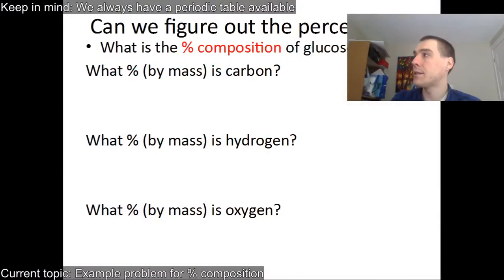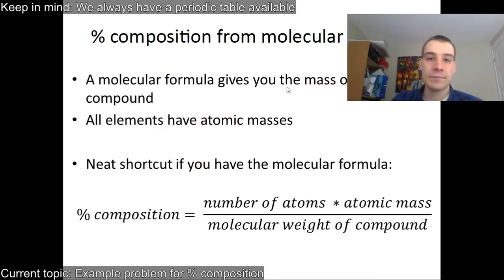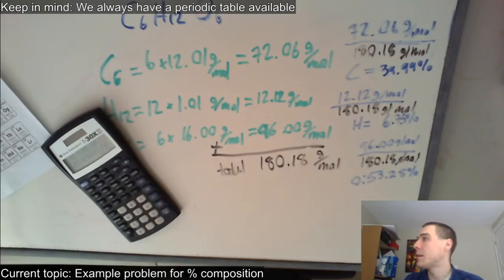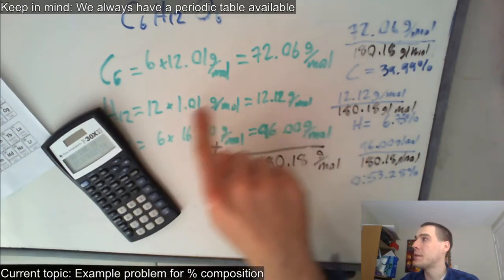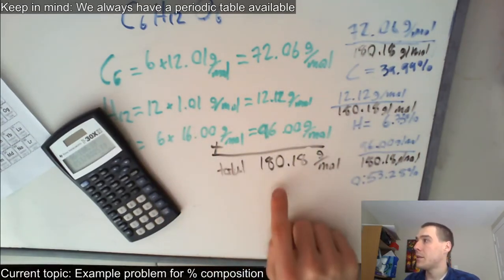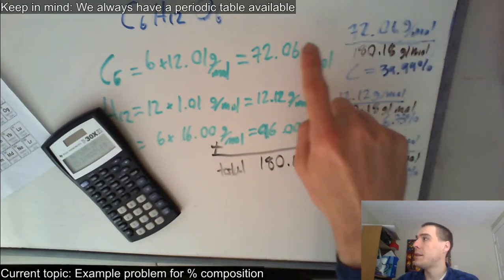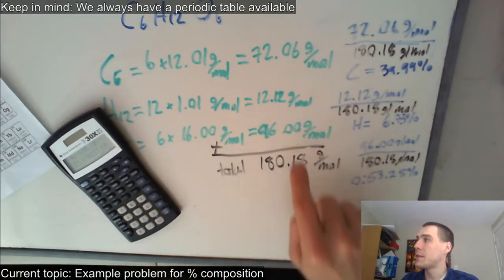And here's the way that we figure it out. It's just what percent by mass is carbon, what percent by mass is hydrogen, and what percent by mass is oxygen. This is how you get it from the molecular formula. You use the number of atoms times the atomic mass, and you divide it by the total molecular weight of the compound, which is exactly what we did back here. Here's the number of atoms, there's the atomic mass, you get how much the carbon weighs. Then you get your total, and you divide these by your total to get your percentages.